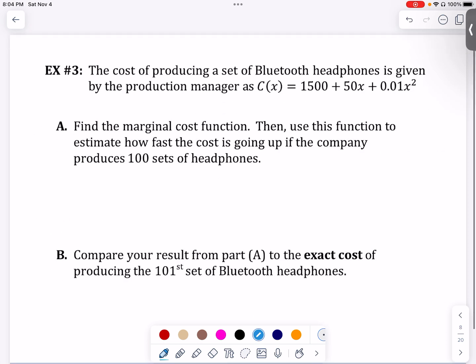So example 3. The cost of producing a set of Bluetooth headphones is given by the production manager as this function. Find the marginal cost of this function. Then use this function to estimate how fast the cost is going up if the company produces 100 sets of headphones. So I want you to try it. Take a second, figure it out.